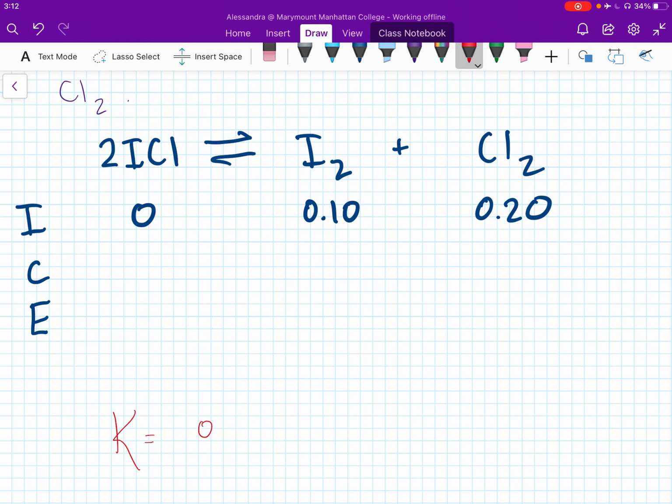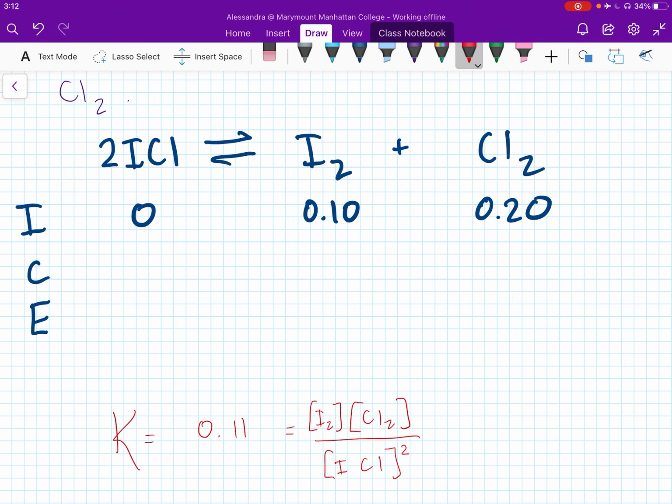Okay, so we know that K is equal to 0.11. An expression for K is going to be equal to the concentration of iodine times the concentration of chlorine over the concentration of iodine monochloride squared. Okay, and that comes from the stoichiometry of the reaction.